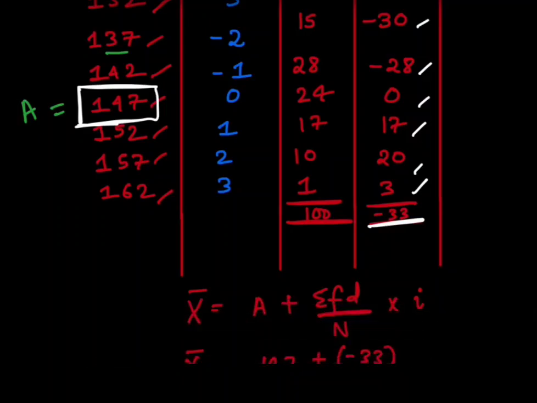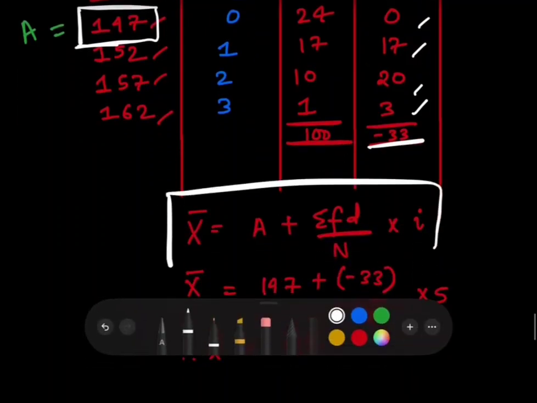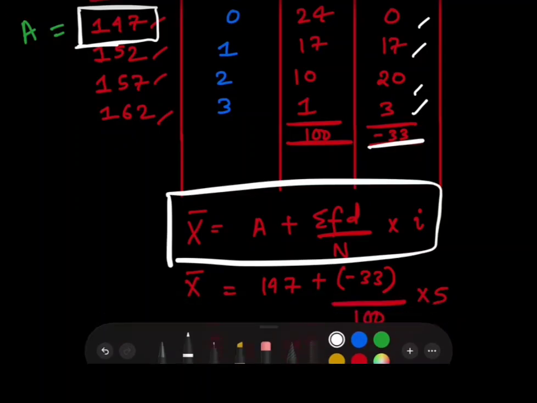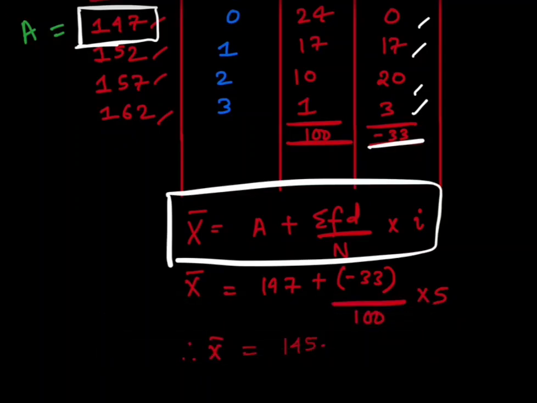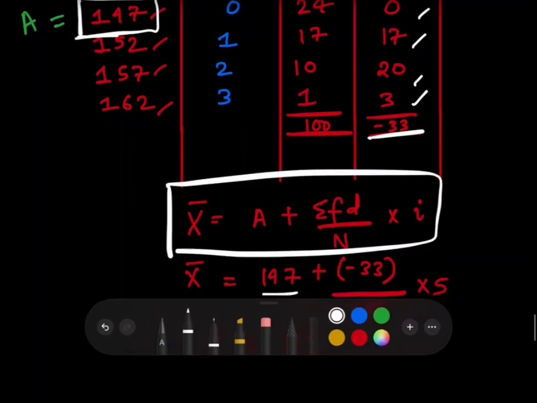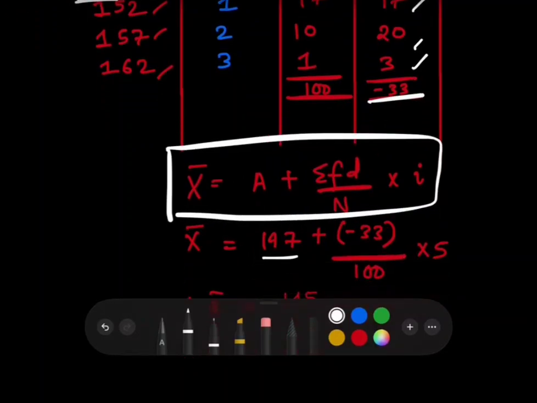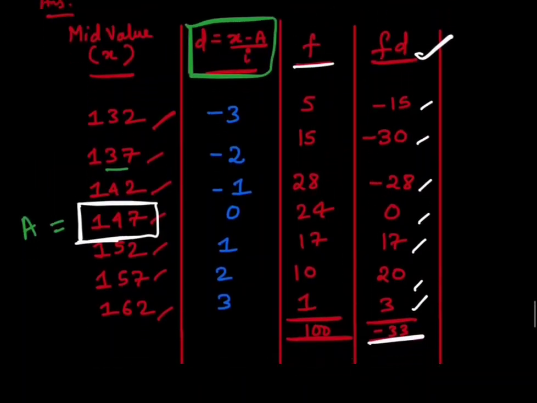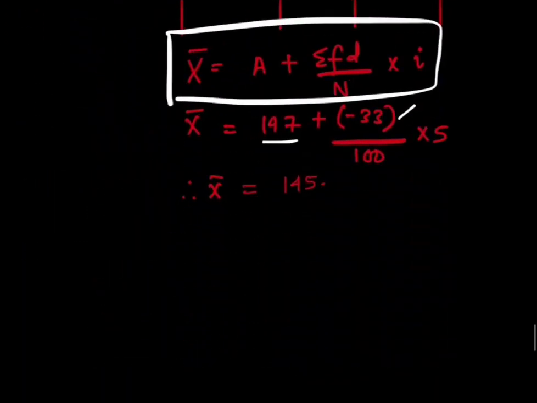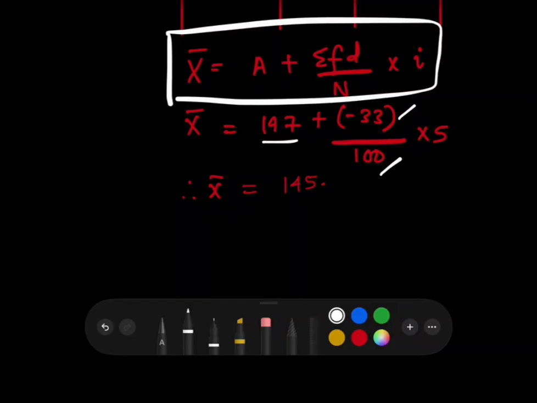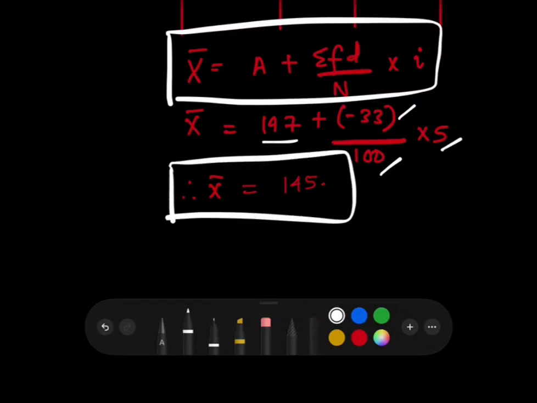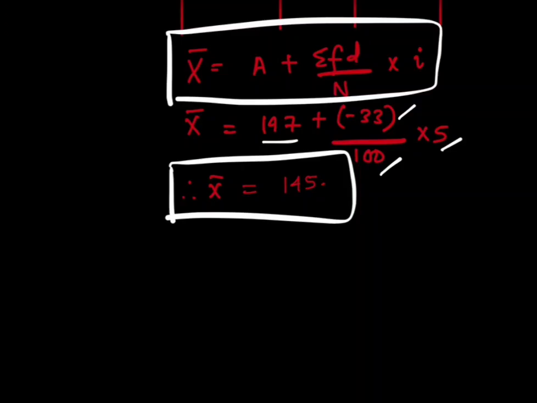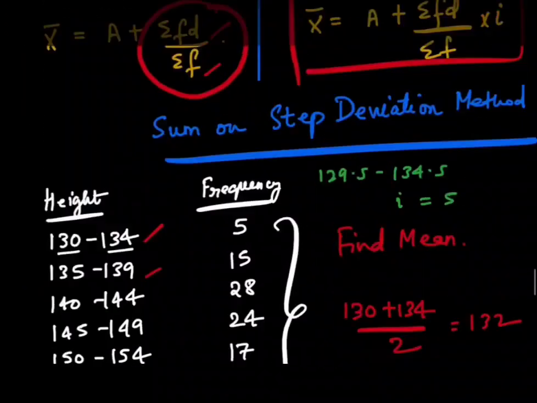After getting that, we have the formula of x bar in case of step deviation method as a plus summation fd divided by n into I. A is 147 as mentioned earlier, summation fd we got is minus 33, and n means the total of the frequency, which is 100. So we have 100 and multiply with I, which is 5. On solving this, we get the mean as 145. This is how we find the mean by step deviation method.